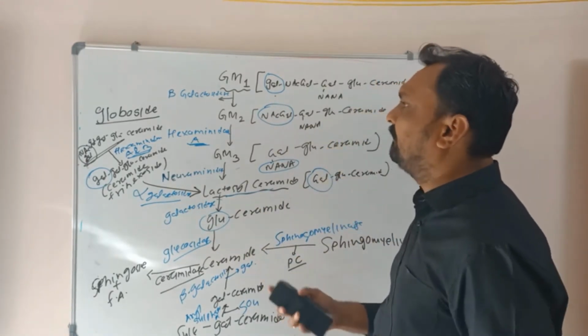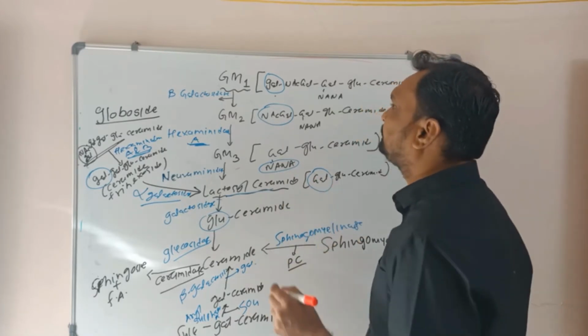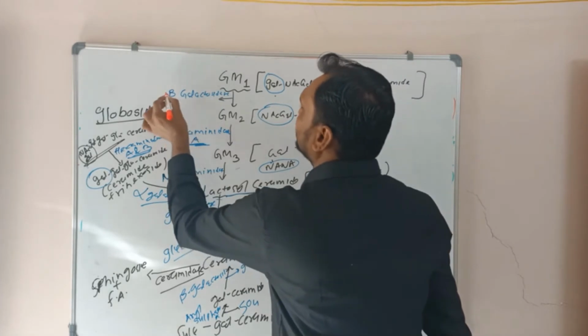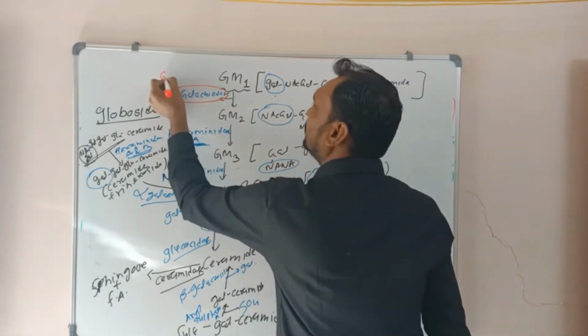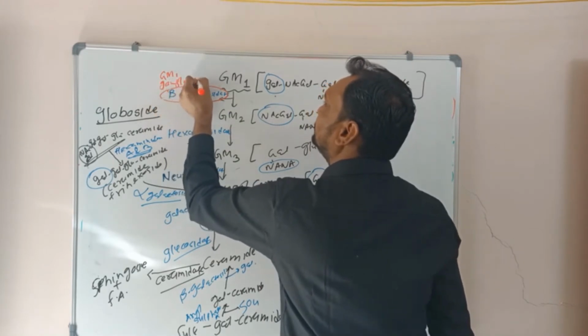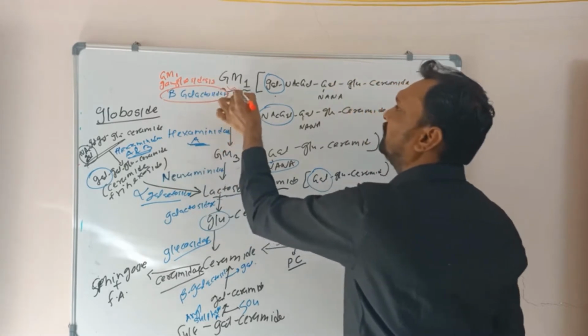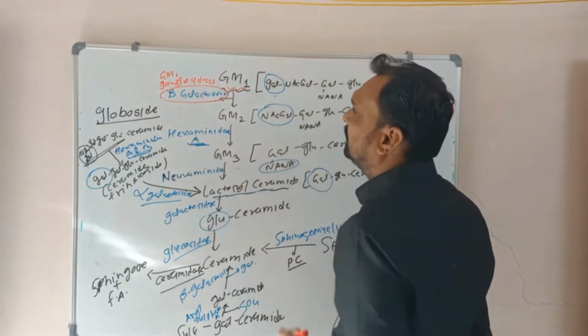Now why is this important? Because there are various diseases that are associated with it. If this enzyme beta galactosidase is deficient, it will lead to GM1 gangliosidosis. Here accumulation of GM1 will occur because of deficiency of this enzyme.